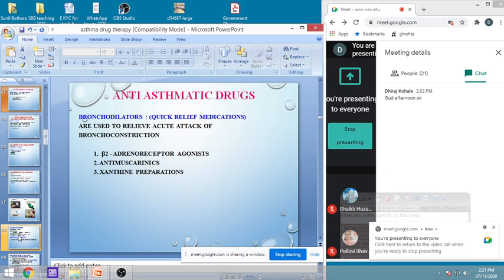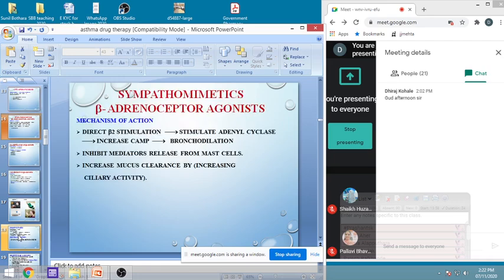An example is anti-asthmatic drugs like bronchodilators. These are quick relief medication. Why? Because they have the ability to cause dilatation of the bronchi. If the bronchi are dilated, then the airway resistance will be reduced and more airflow can be there. So they are used to relieve the acute attack of bronchoconstriction. Examples are beta-2 adrenergic receptor agonists, antimuscarinics, and xanthine preparations, the three important agents in this category. First of these is the beta adrenergic receptor agonist.